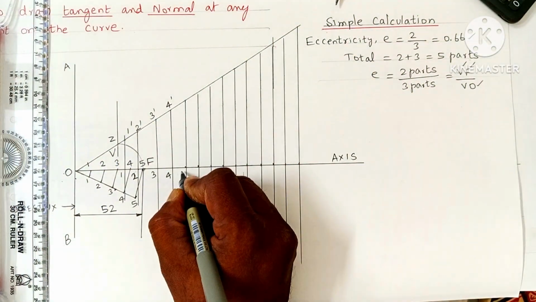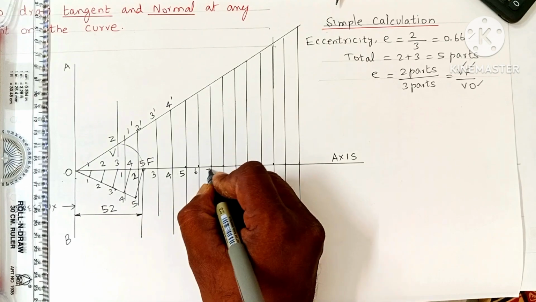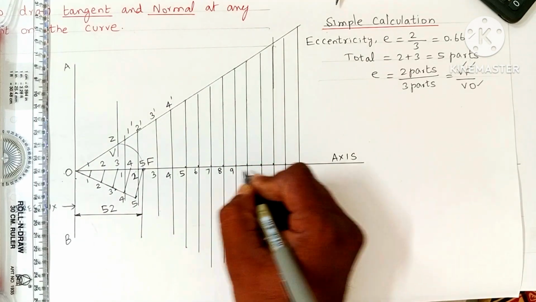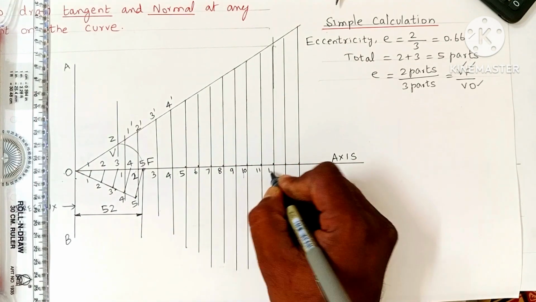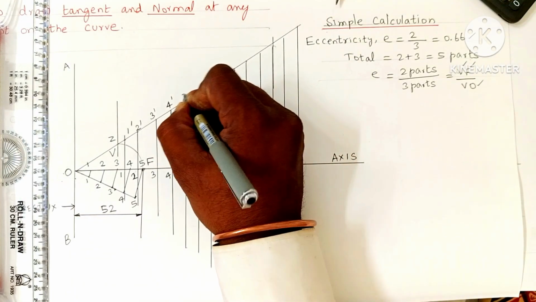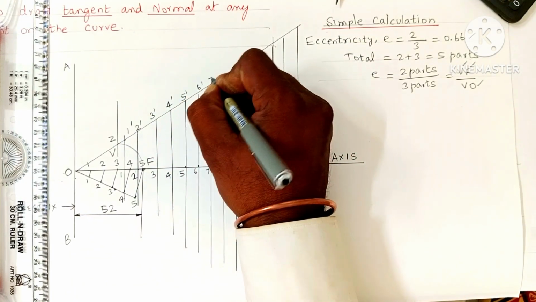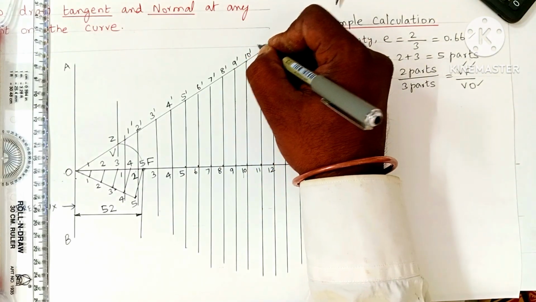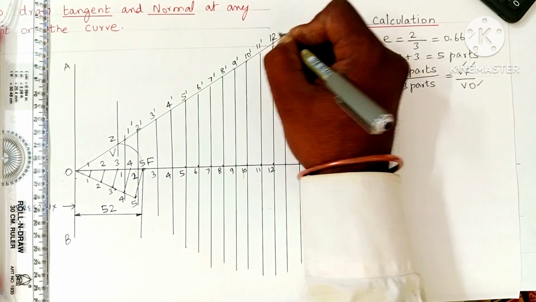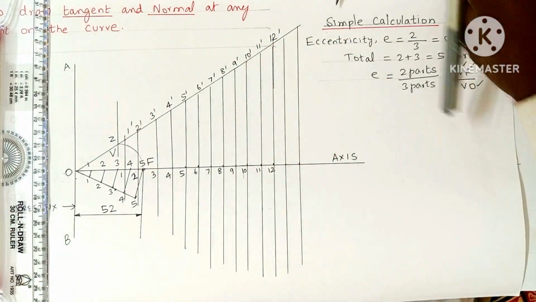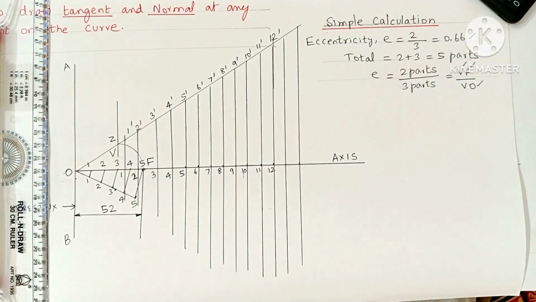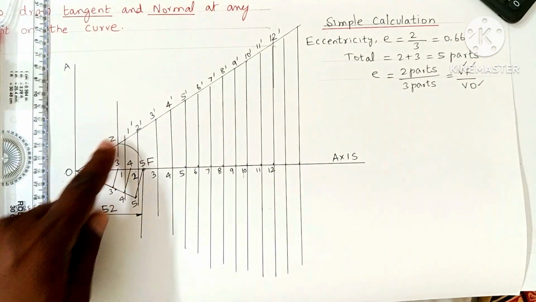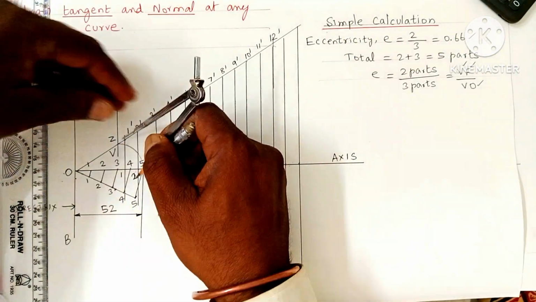Okay, this is the fifth vertical line, sixth, seventh, eighth, ninth, 10th, 11th, 12th. This will be 5 dash, 6 dash, 7 dash, 8 dash, 9 dash, 10 dash, 11 dash, 12 dash. Okay, now take your compass. Take 1 dash vertical distance in your compass.